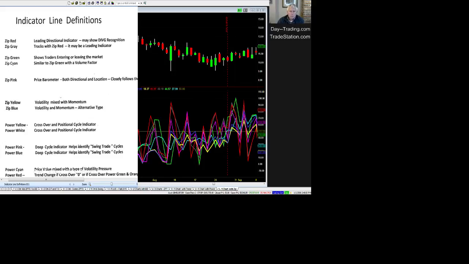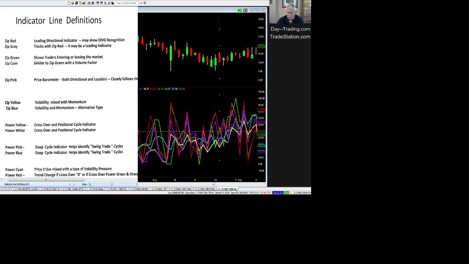Zip gray tracks with zip red, and it is also a leading indicator, but in a little bit different way. If I go down here to the chart, I'll show you what I mean. Where the vertical line is right now, if you look at the zip red line, maybe a little tough to see there, it's in a higher right leg pattern. And when you have a high right leg pattern, there's an extremely high probability that the next day will be a green candle, which it is.